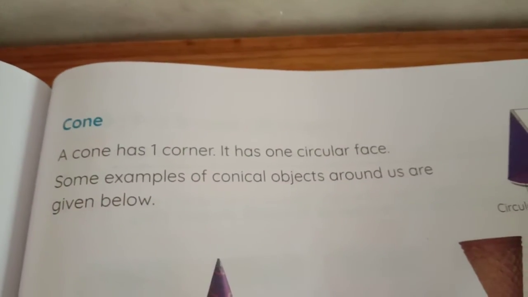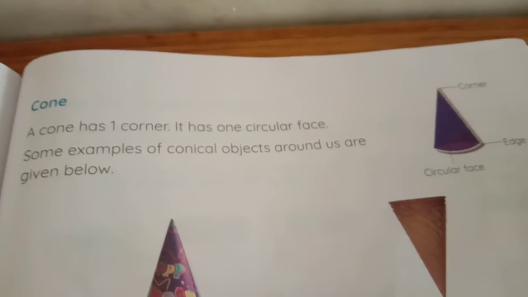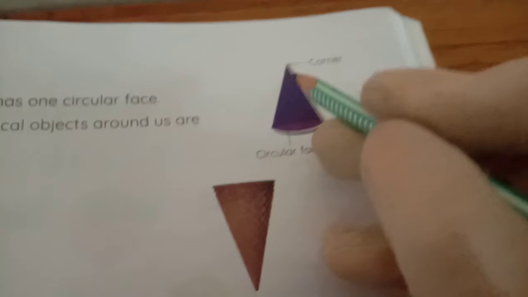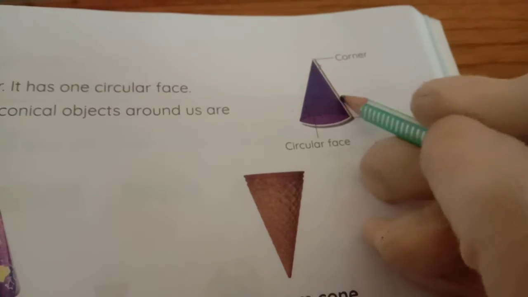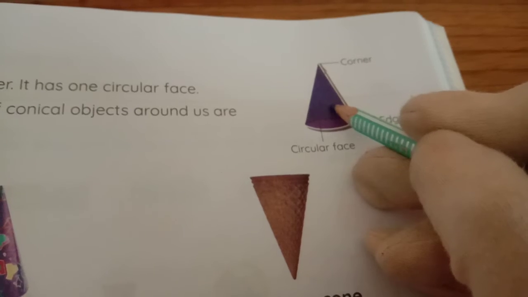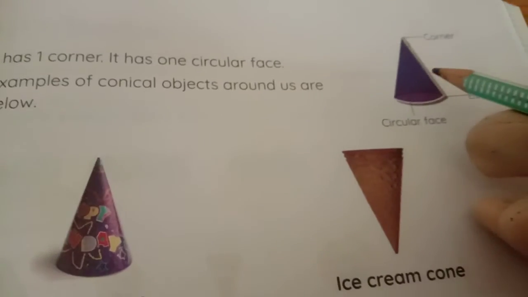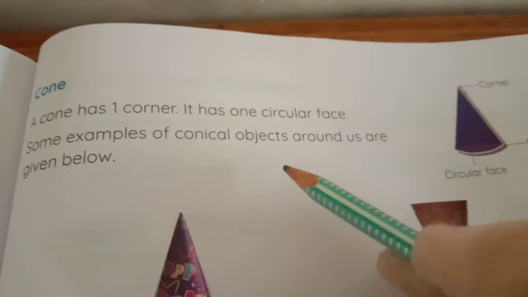A cone has 1 corner. It has 1 circular face. Look here. This is the 1 corner, and this whole face is the 1 circular face. Okay, so some examples are given here.